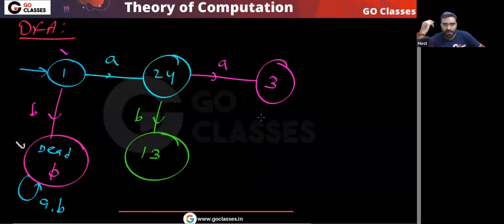Like this you can do. From this state 3, where will you go on symbol A? State 3 on symbol A.